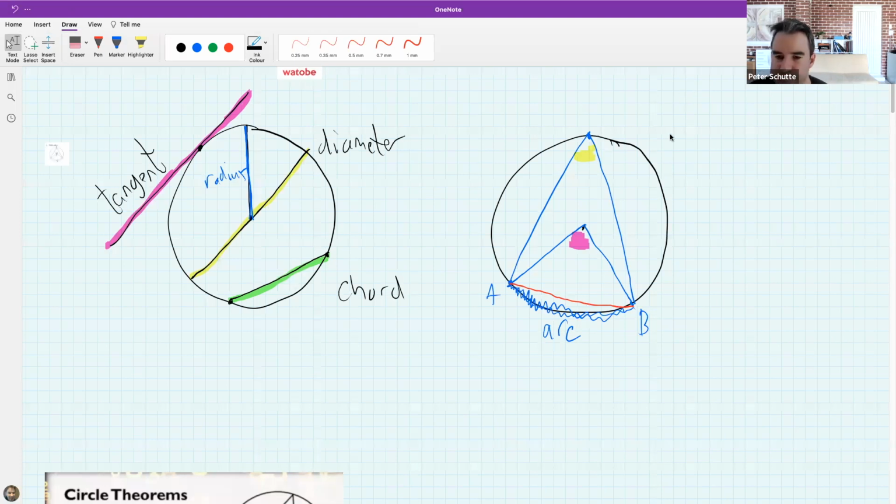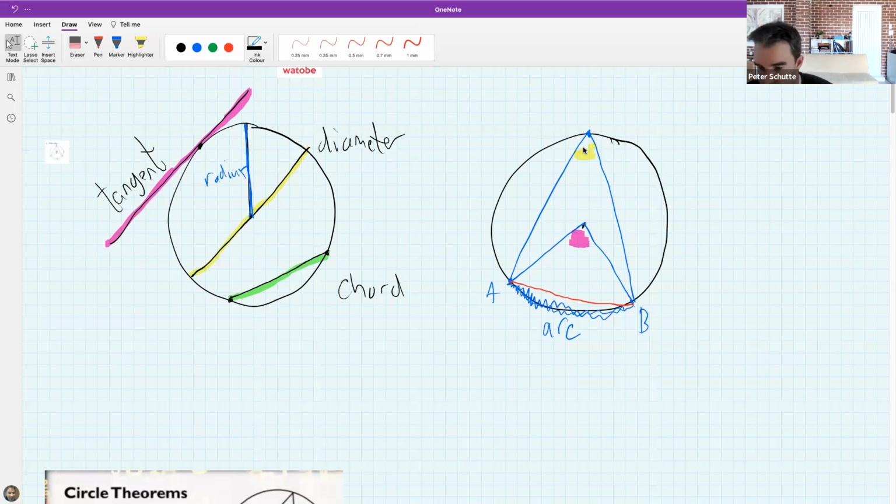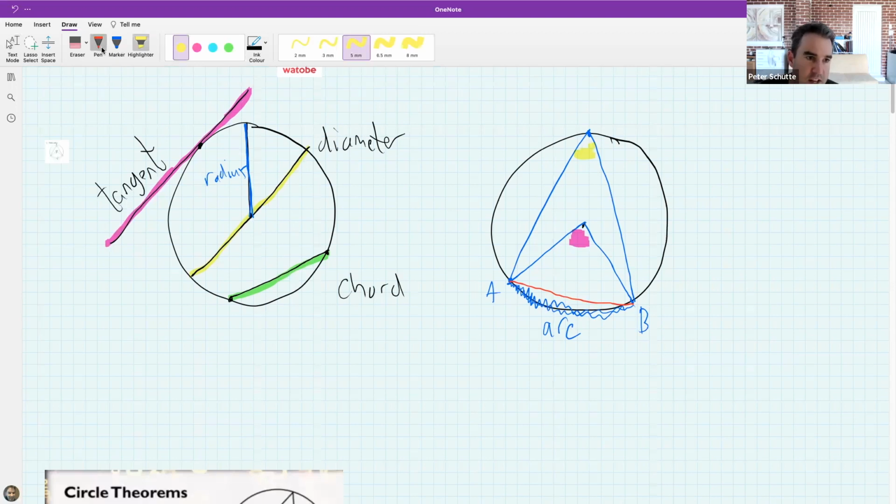Isn't the relationship that the angle at the center or the angle subtended by the arc at the center of a circle is double the size of an angle subtended by the same arc on the circumference of the circle? So good. Okay. So this is a very important idea that the angle at the center is twice the size of the angle at the circumference.